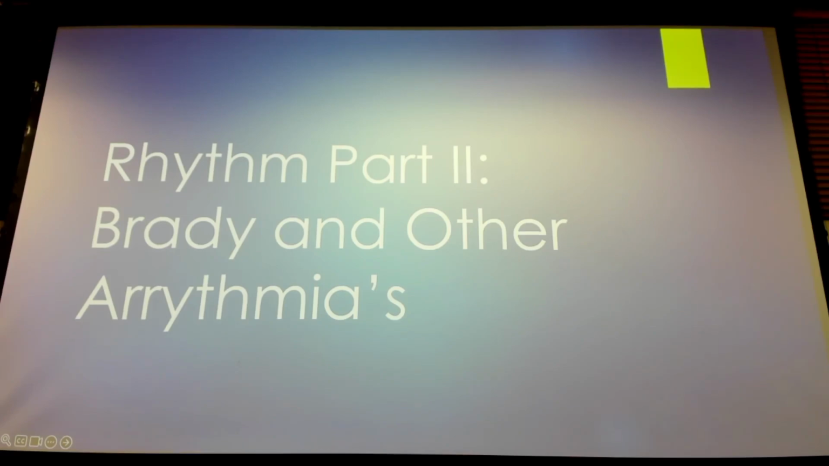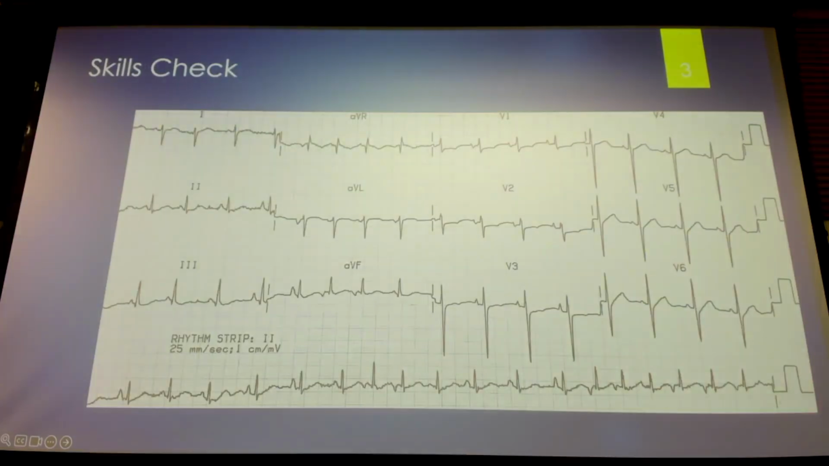Okay, so we're going to talk about part 2 of rhythms. We're going to start with bradycardic rhythms, but then there are other rhythm abnormalities you need to be familiar with as well. We'll talk about ectopic rhythms, premature beats, ectopic beats, and a couple of other things. Now let's do a quick skills check.